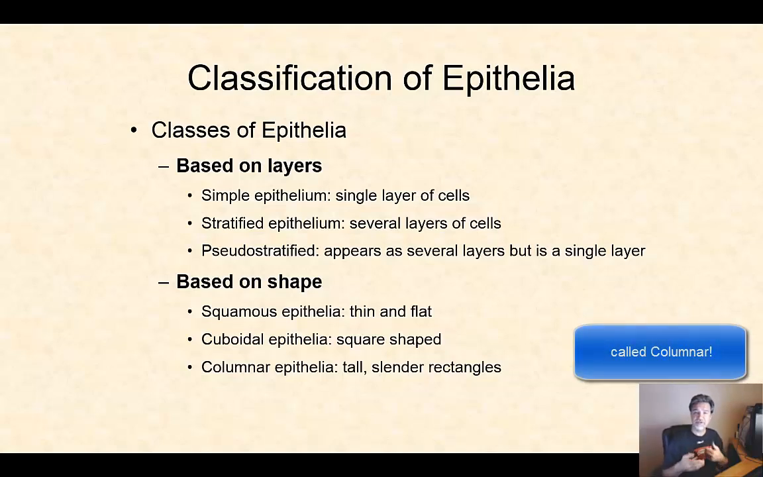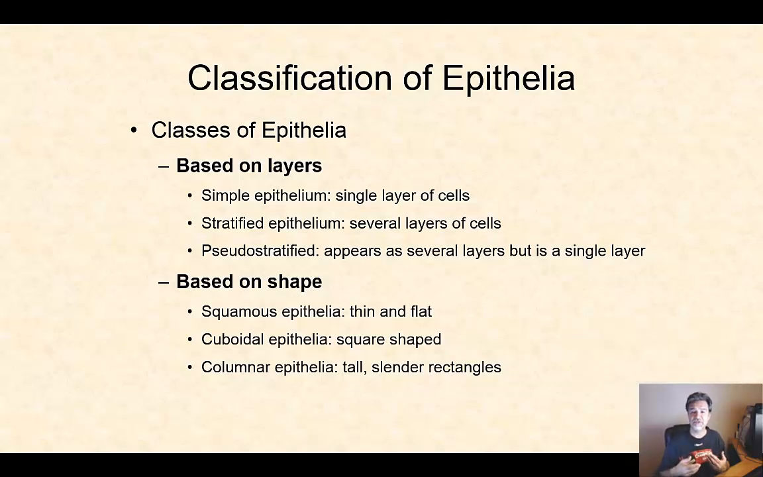Now, we can start to combine all of these terms, this layering along with the cell shape. And so we can get simple squamous, simple cuboidal, simple columnar. We can get stratified squamous, stratified cuboidal, and stratified columnar. Pseudostratified, fortunately, though, only comes in one flavor, and that is as a columnar type of cell. So you'll only hear about pseudostratified columnar.